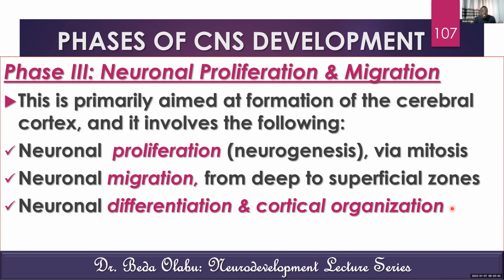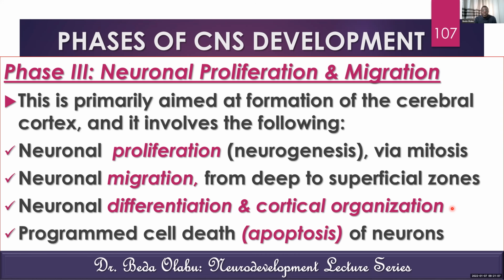The neurons organize themselves in the cortex so that eventually we also have gyrification and sulcation. So when I'm talking about cortical organization, I'm also talking about how the gyri and sulci come to be in the cerebral cortex.